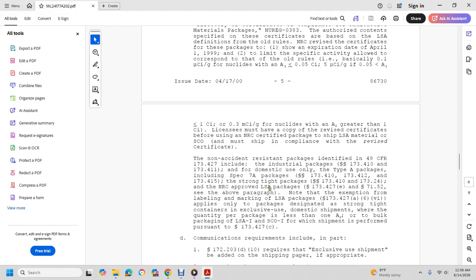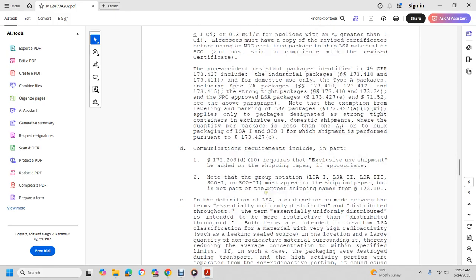The Nuclear Regulatory Commission approves the LSA packages in 173.427 and 71.52, with the approved paragraph noted with the exemption. Labeling and marking for LSA packages, 173.427(a)(6), apply with the package as designated strong tight with the containment, exclusive for domestic shipment, where the quantity per package is less than 1 A1, with the default packaging LSA-1 and surface contaminated object 1 for shipment, performed pursuant to 173.427(c).